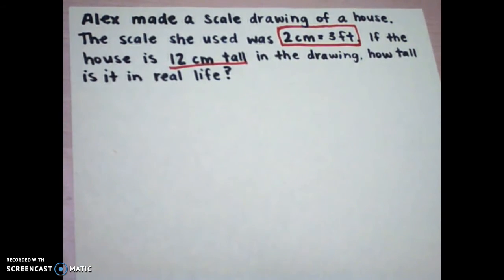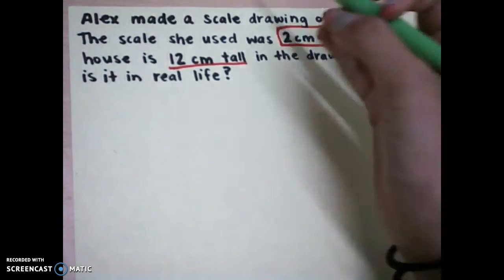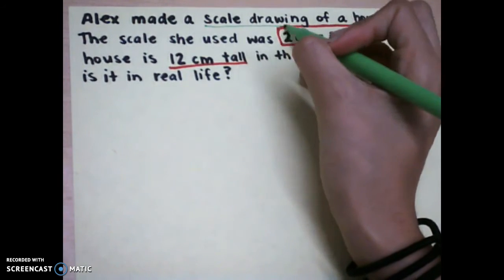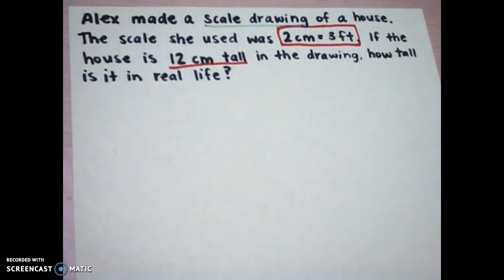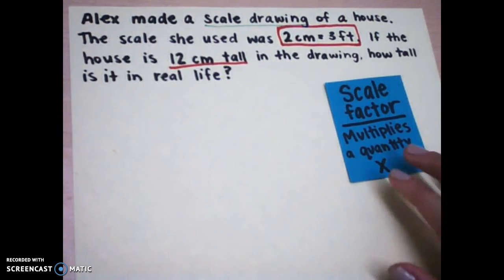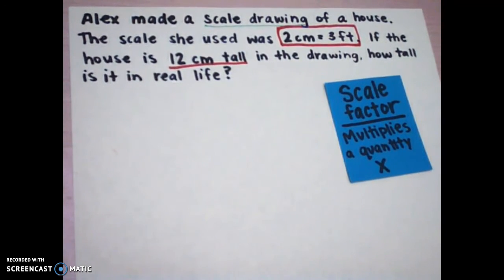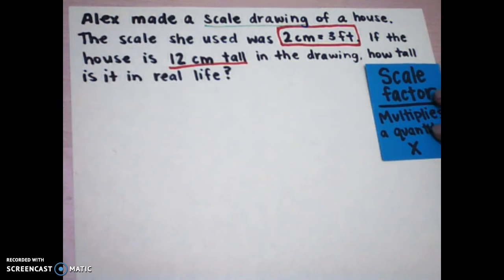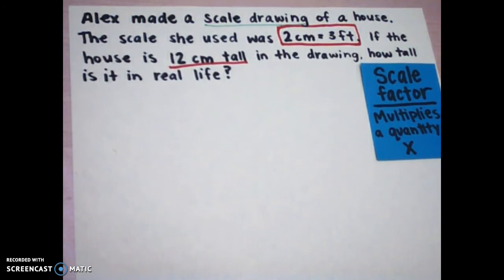So this problem has a keyword, and that keyword that we're seeing is scale drawing. So that means that this problem is talking about scale factor. Remember that scale factor is just a number that multiplies a quantity, so it has to do with multiplication. All right, so we need to keep this in mind, so I'm just going to scoot it over here. And let's get started with our problem solving.